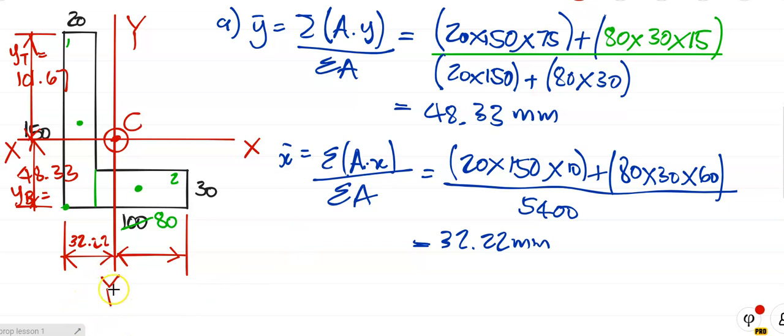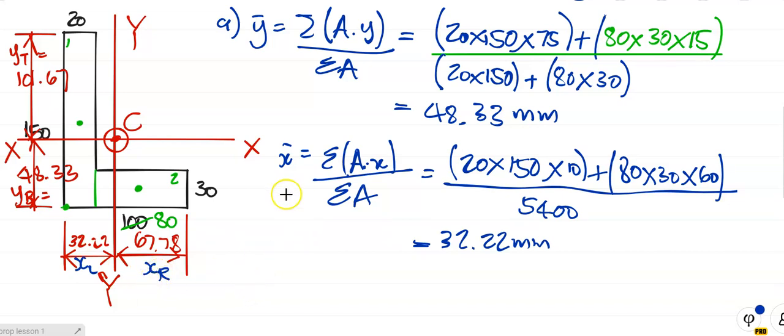My y-axis there. So if the distance from there to there is 32.22, then surely the distance from the y-axis to the rightmost fiber is equal to 100 minus 32.22, which I'm going to do now. And I get 67.78 millimeters. And that distance there, more specifically, we're going to call x left, and that's going to be called x right.